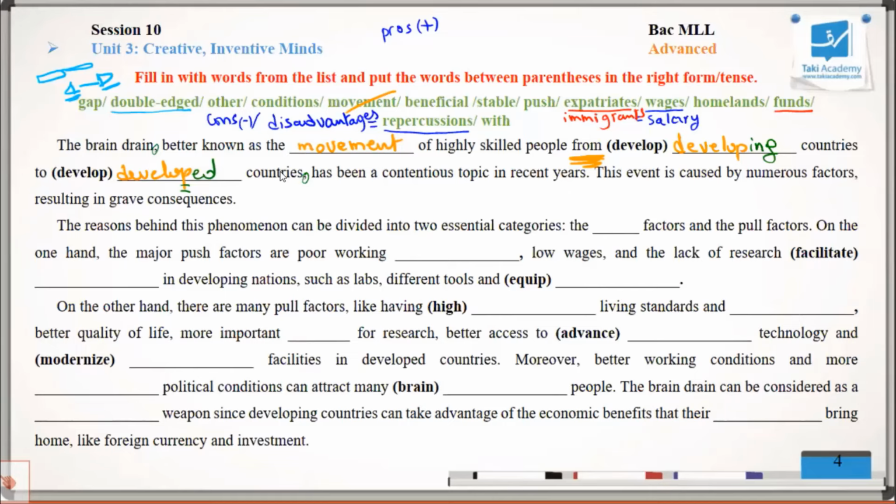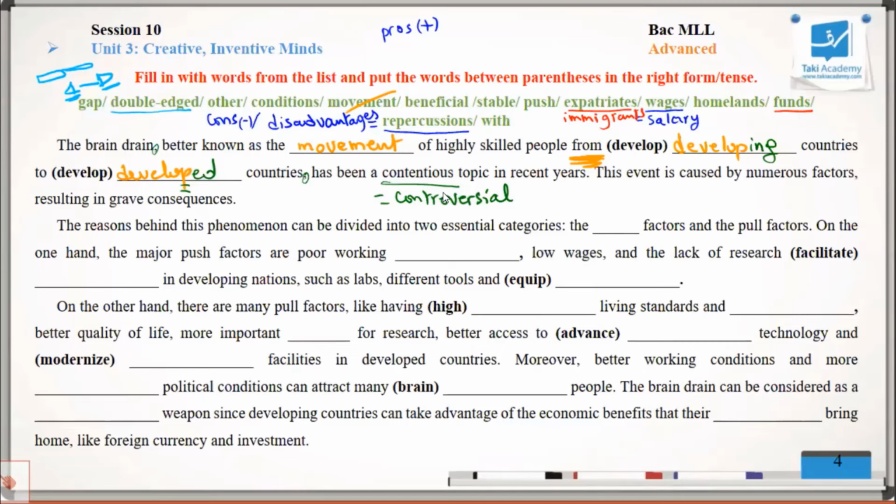Remember the word contentious? Last time we saw contentious. We said it's a topic that people do not agree upon. Yes, it's debatable. Very good. Controversial. Right. People have different opinions about it. This event is caused by numerous factors resulting in grave consequences.